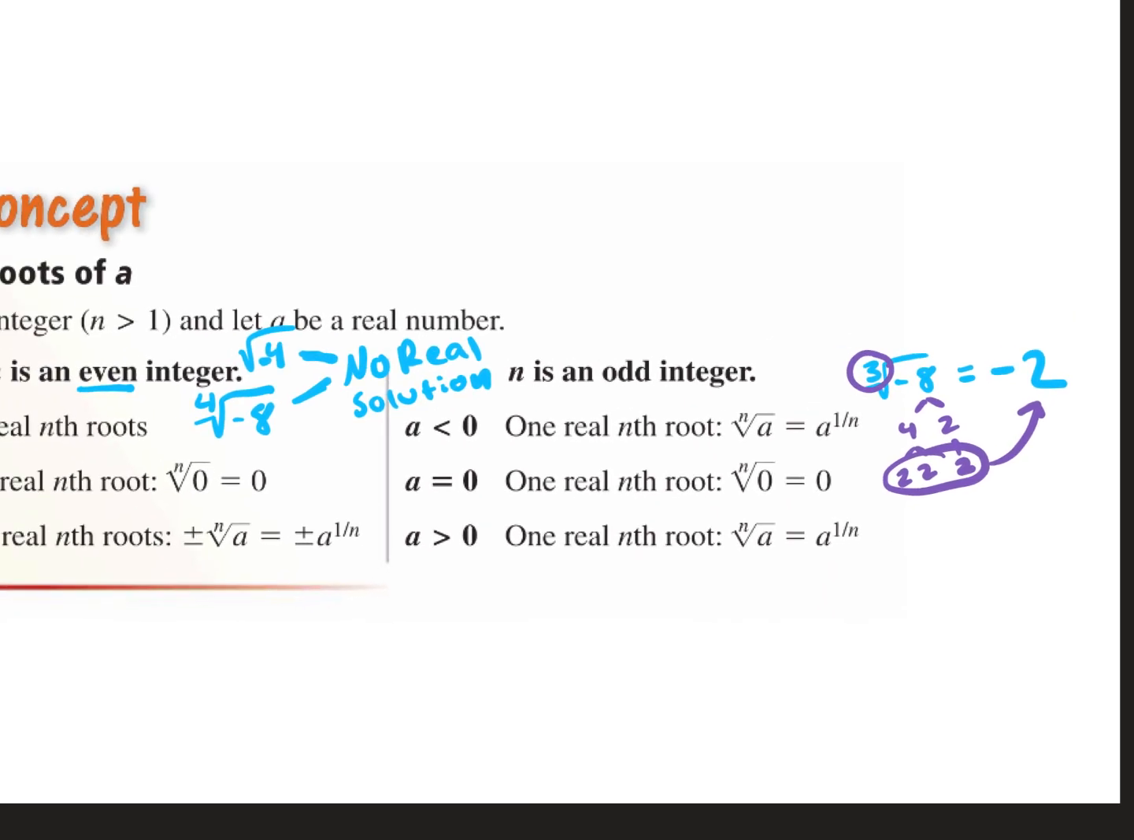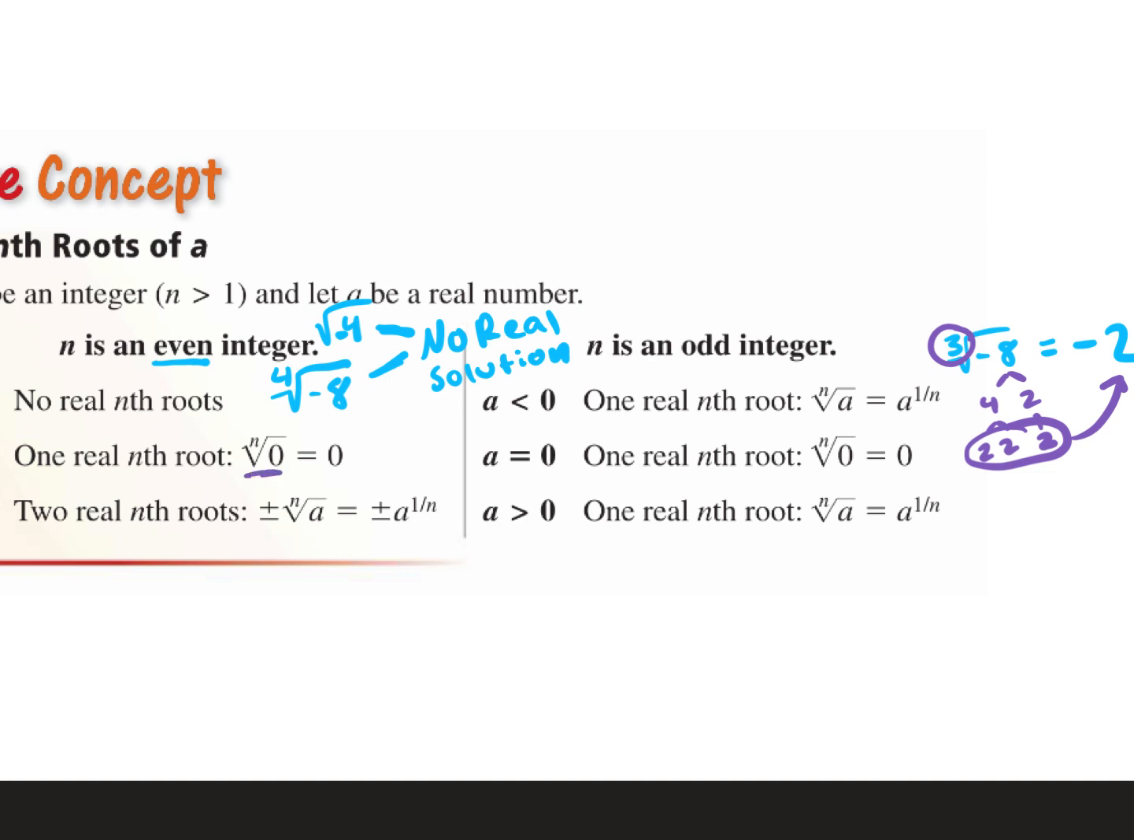Then it's also important to know, it doesn't matter what the index is. Anytime you take the nth root of 0, your answer is 0. So it could be even or odd.